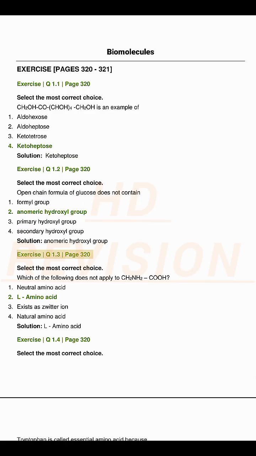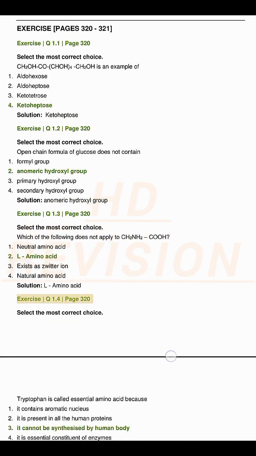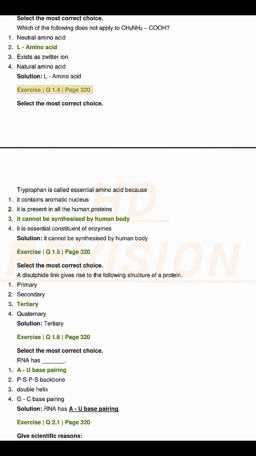Exercise Q1.3, page 320. Select the most correct choice. Which of the following does not apply to CH2NH2COOH? 1. Neutral amino acid. 2. L-amino acid. 3. Exists as Zwitter ion. 4. Natural amino acid. Solution: L-amino acid.